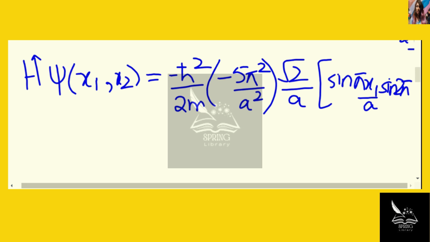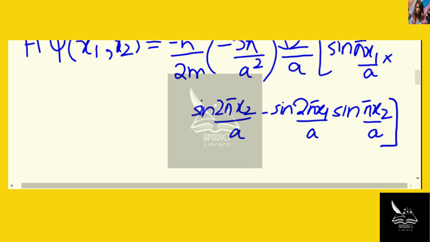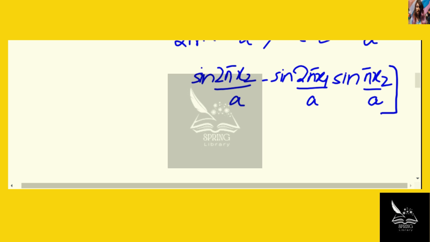Let me erase it and write it in the next line because there is not much space over here. That is multiplied with sine 2 pi x2 divided by a, negative sine 2 pi x1 divided by a times sine pi x2 divided by a. The next step is to simplify it.